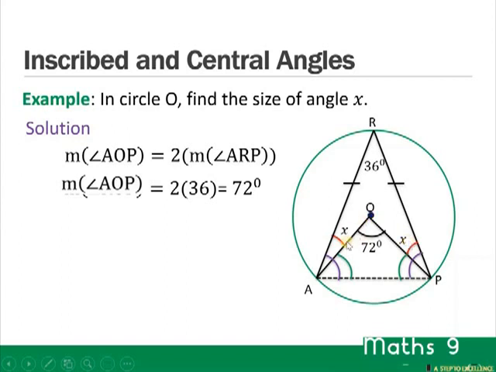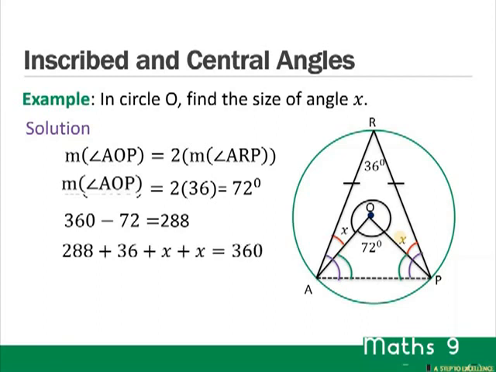And now we've got a quadrilateral OARP. So this must add up to 360 degrees. We need to find this angle here around O so that we can add it up with X, 36 and X. This angle is 360 minus 72, which is 288. So we can do 288 plus 36 plus X equals 360. So 324 plus 2X equals 360, and X equals 18 degrees.